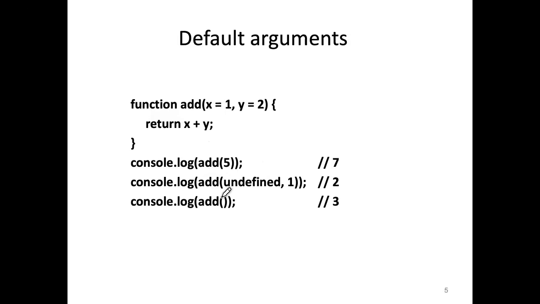And this one here, I'm not giving it any arguments. So X is going to get its default value and Y will get its default value. So console.log should output 3. Okay, that's default arguments. I don't use them as much, but I certainly use the spread operator and destructuring in our React code a lot.